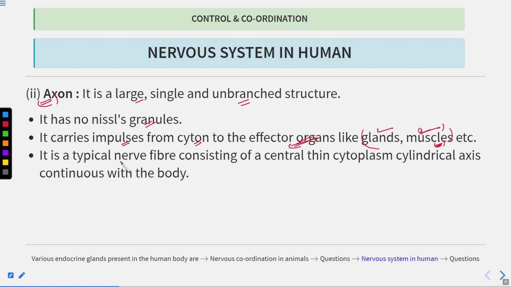Now it is a typical nerve fiber consisting of a central thin cytoplasm, a cylindrical axis, continuous with the body. So it is continuous with the cell body. Clear?